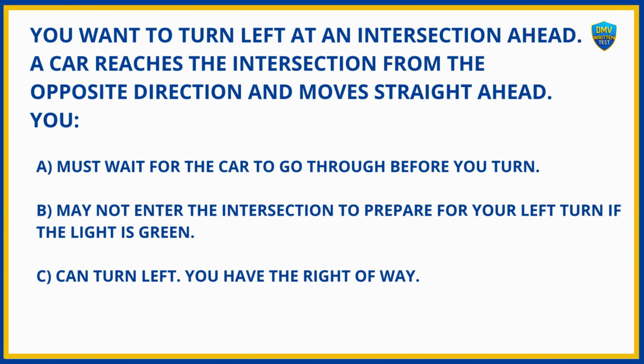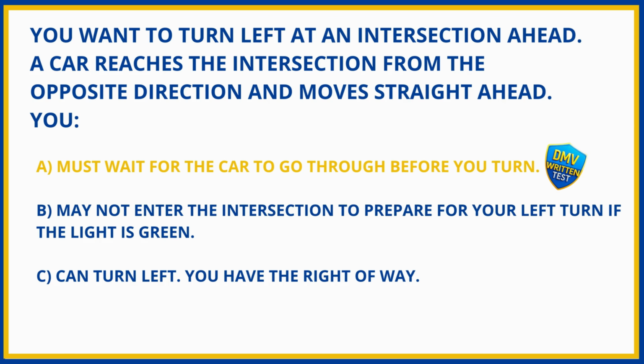You want to turn left at an intersection ahead. A car reaches the intersection from the opposite direction and moves straight ahead. You A. Must wait for the car to go through before you turn. B. May not enter the intersection to prepare for your left turn if the light is green. C. Can turn left. You have the right of way. And the answer is A. Must wait for the car to go through before you turn.